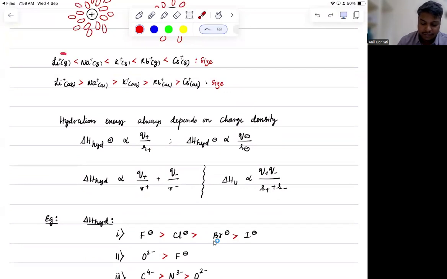You can see lithium in aqueous solution: first, Li plus in gaseous state has the smallest size. That smallest size will have a strong attraction with water molecules, so it will have the highest hydration energy. After hydration, Li plus aqueous is formed, and the size of this Li plus aqueous will be the highest of all.